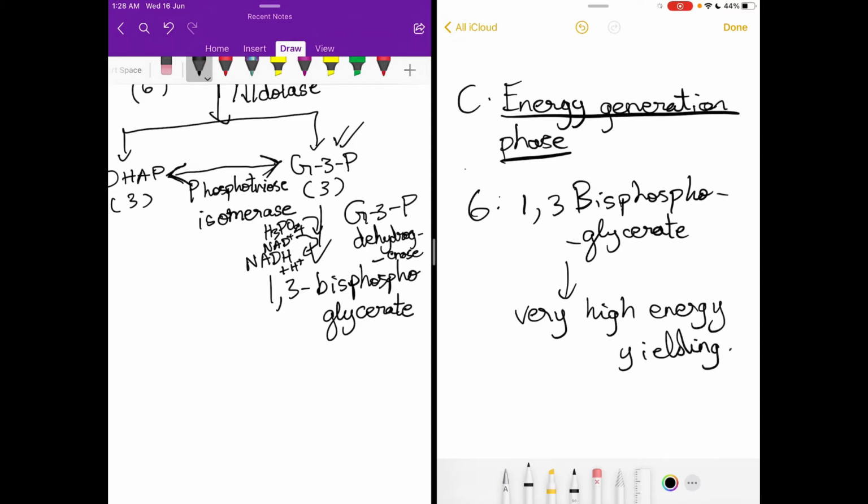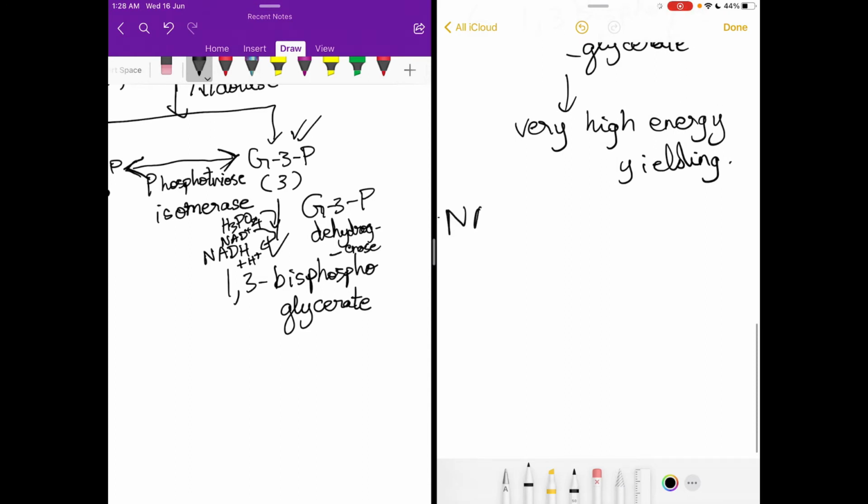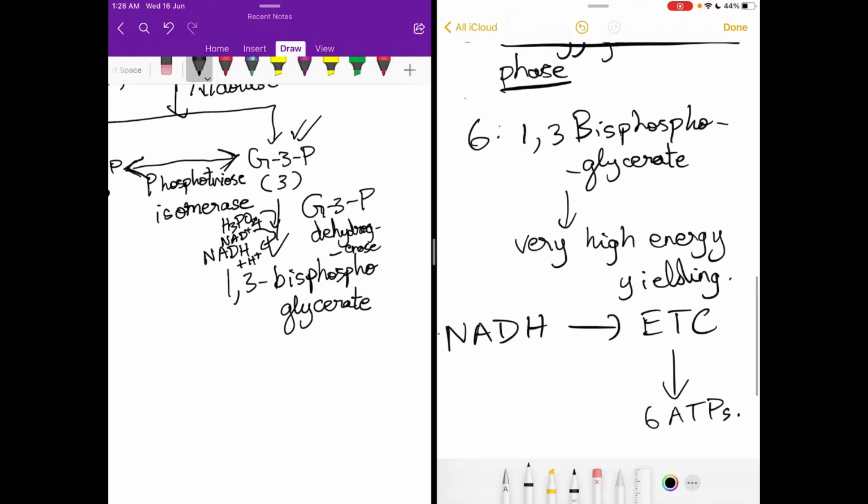Now how will this NADH produce ATP, which is basically energy? This NADH is going to take part in the electron transport chain, and at the end of the electron transport chain, from this 1 molecule of NADH alone, there are going to be 6 ATPs formed. Okay, so that is the reason this 1,3-bisphosphoglycerate is considered a high energy molecule.